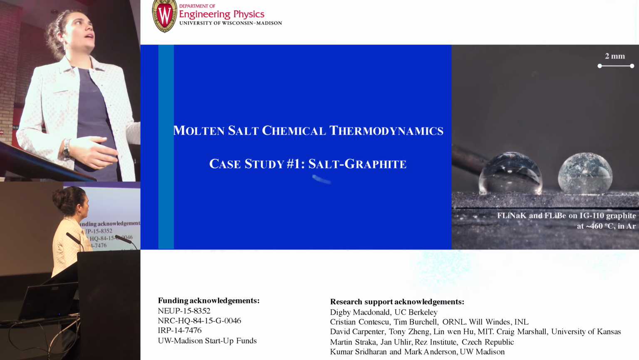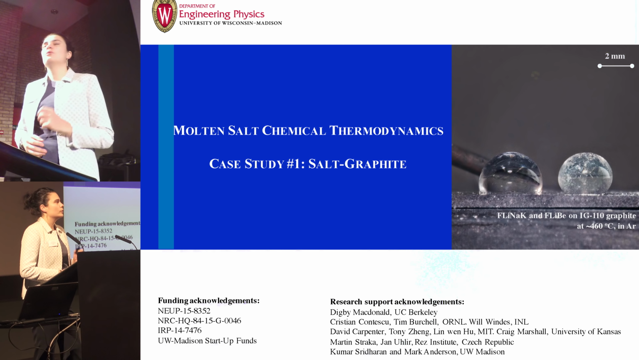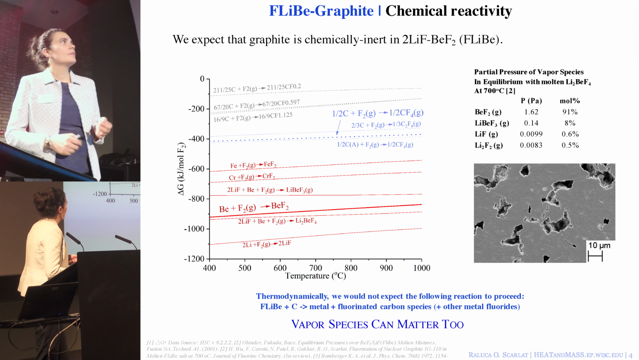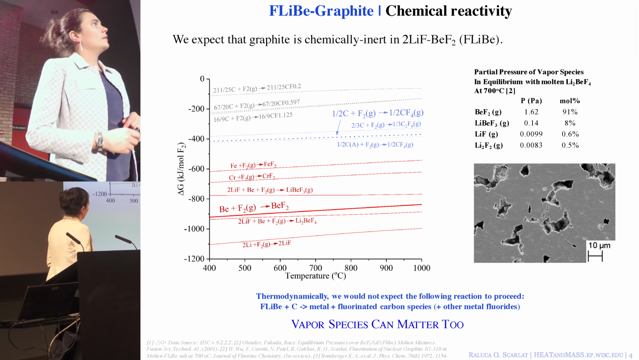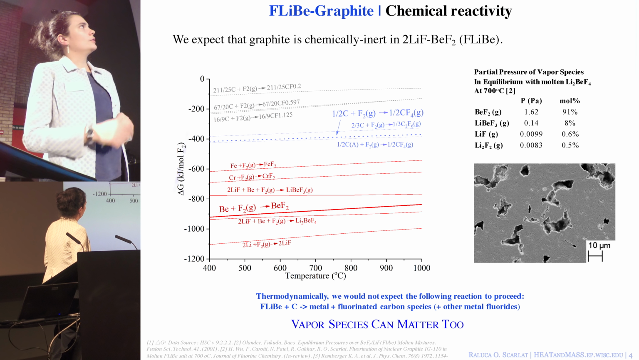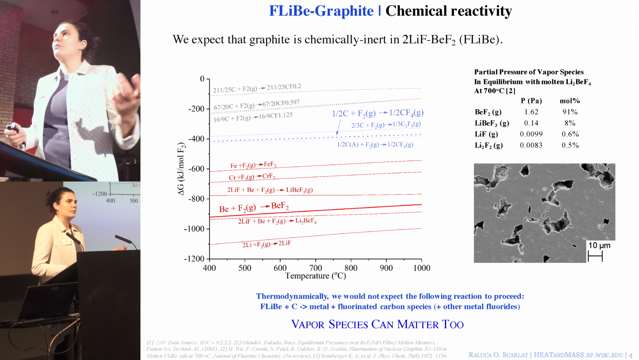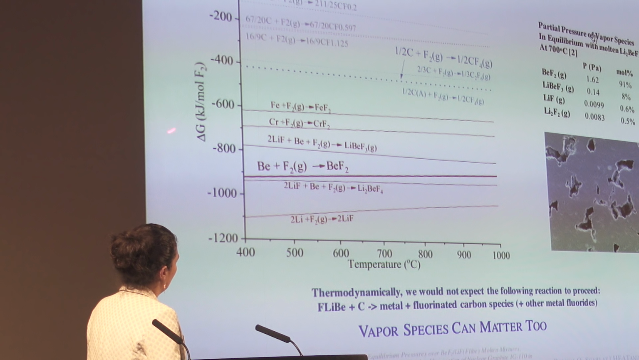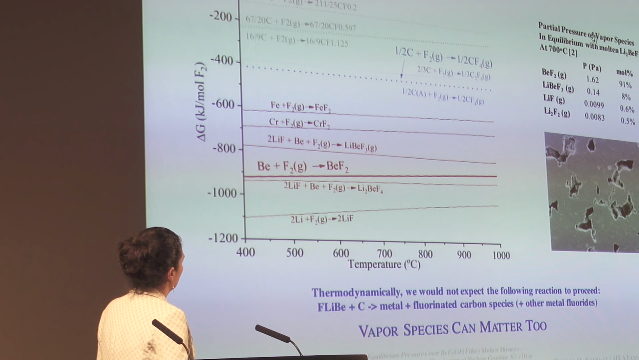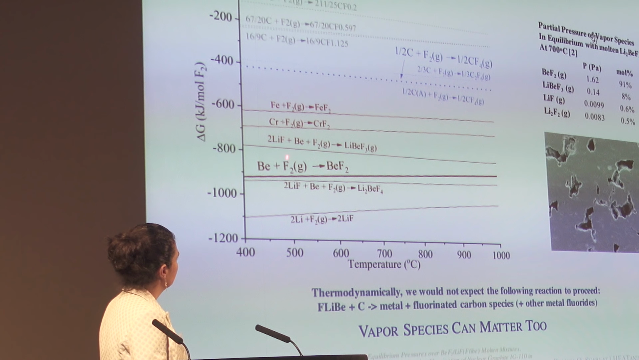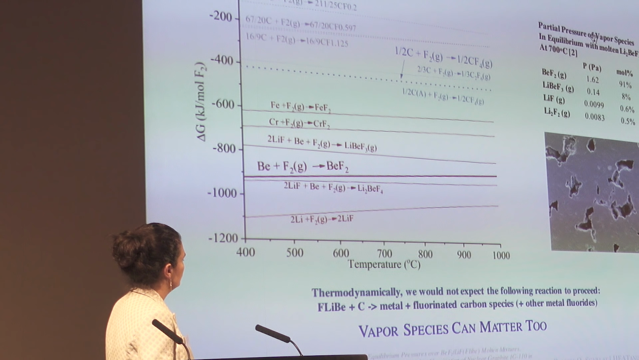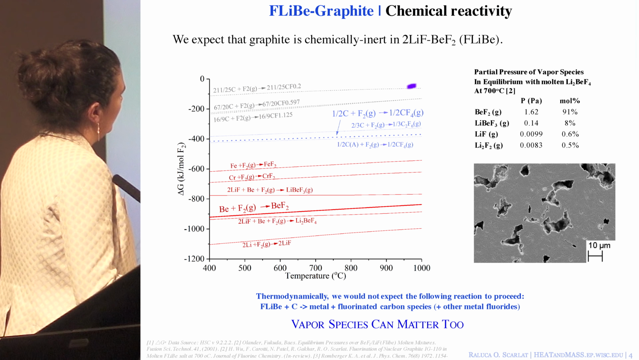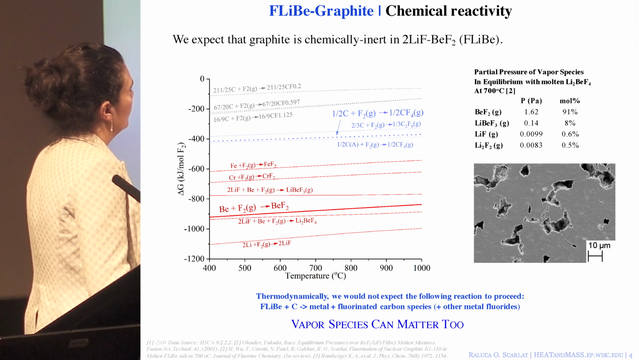What kind of interaction might occur between salt and graphite? And we started by looking at the thermodynamic data that was available on graphite and on salt. And I will use this example to illustrate what an Ellingham diagram is and how one might use it. An Ellingham diagram will plot what we call Gibbs free energy on the y-axis and temperature on the x-axis. And here I've plotted the Gibbs free energy of formation of various fluoride species. So for example, beryllium fluoride and chromium fluoride, graphite fluorides, and fluorinated carbon compounds.